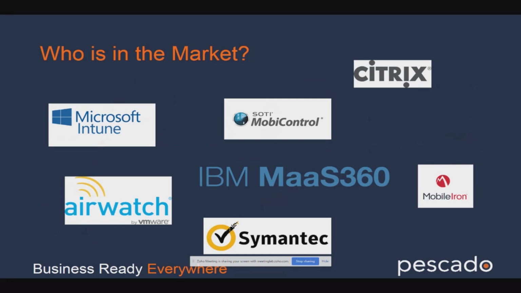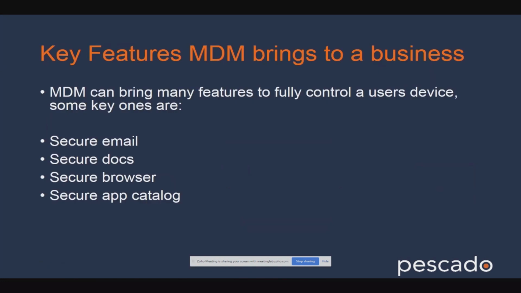Okay, so as Ben said, all platforms have their strengths and weaknesses. Here at Pescado we decided to partner with Maas360. We believe it's the best balance between features and ease of use. So I'm going to touch a little bit on the key features from Maas360. So starting off with secure email, it does exactly what it says on the tin. So you're essentially securing all your emails on your mobile devices.